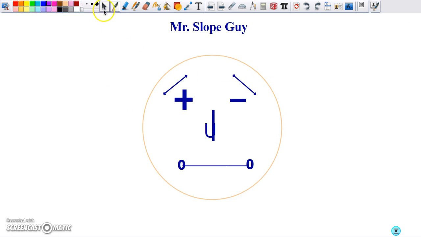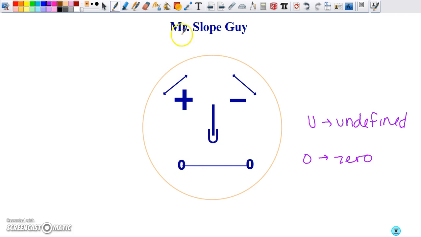Okay, now I came up with this little Mr. Slope guy. Sorry, this is off a little, but this is to help you remember which way slopes slant. So a positive slope goes up to the right, a negative slope goes down to the right. An undefined slope, so the U is undefined, that is a vertical line, so it goes up and down. And then side to side is a zero slope. So that's your horizontal line.